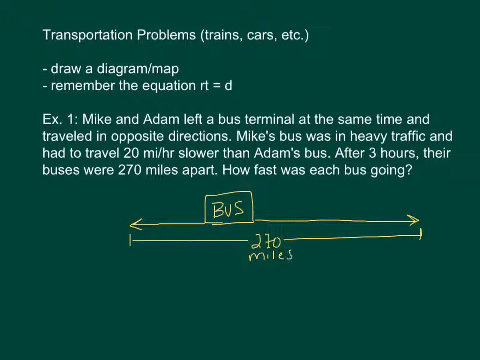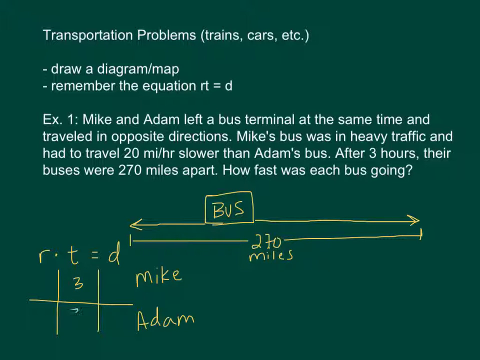Alright. We're going to use rate times time equals distance, and I like to make a little table for that. Rate times time is equal to distance. Here's my little table. And on the top, we're going to have Mike's car, and on the bottom, we're going to have Adam's car. I'm sorry, they're not cars, they're buses. Mike's bus and Adam's bus. The time is the same for each one. It's 3. So 3 and 3.